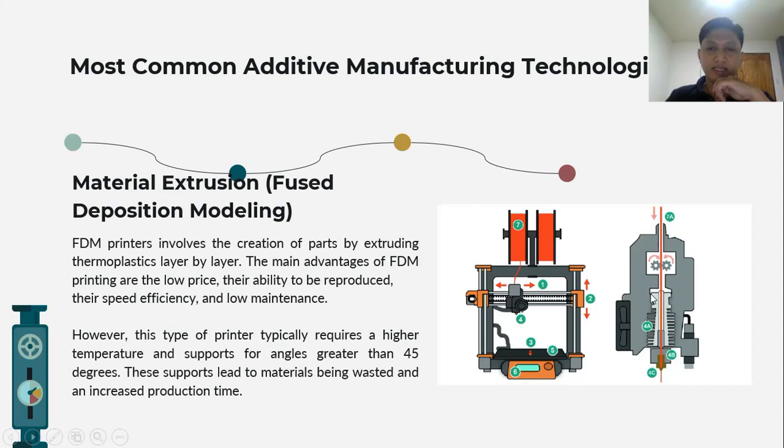So, as we can see here, this is the most common type of 3D printer, where the material is expelled through the nozzle and successively ejected to the build plate until it is stable and the model is formed.